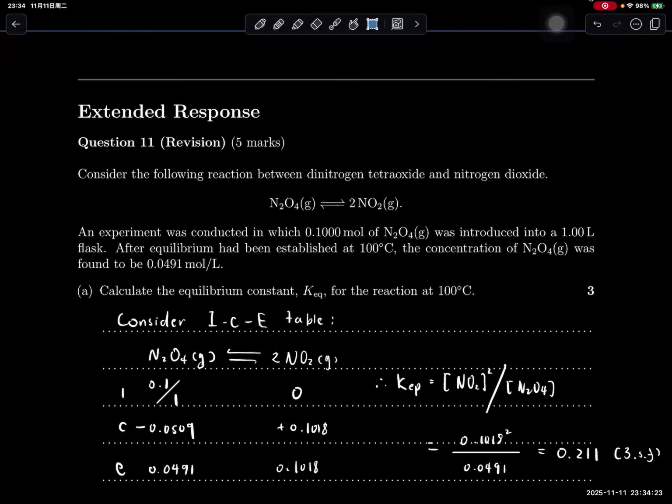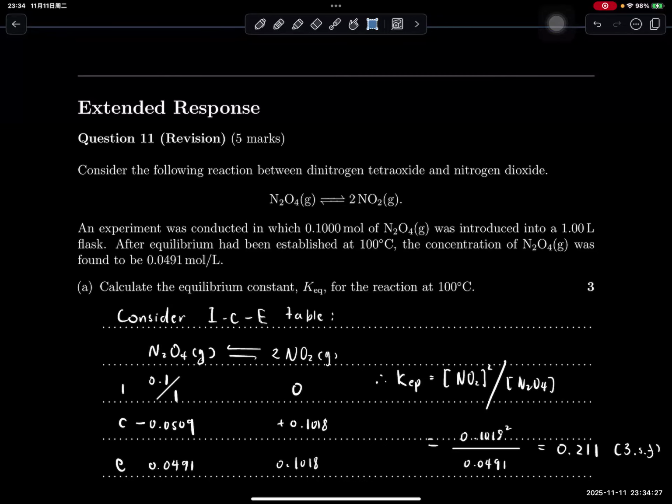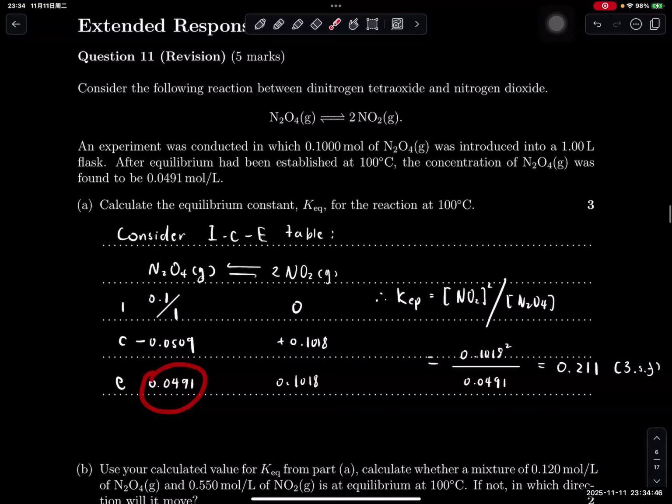All right, so consider the IC table. Okay, initially we have 0.1 mole of dinitrogen tetroxide. Be very careful that this is the number of moles, so you want to divide by the volume, although the volume is 1 liter, so it's kind of straightforward. Okay, so we would know that first, and then we know we have 0 of our product, but we know finally we have this much of our reactant, so we know how much is being reduced, and then we can deduce how much is increased for that.